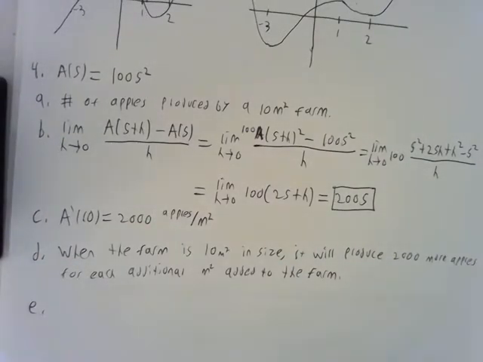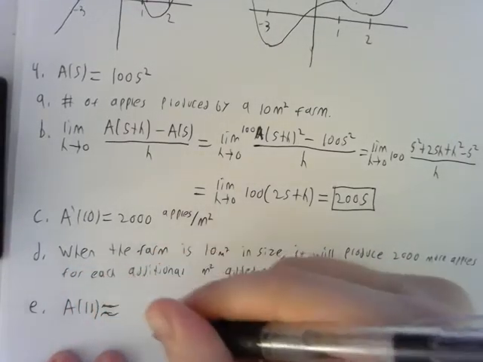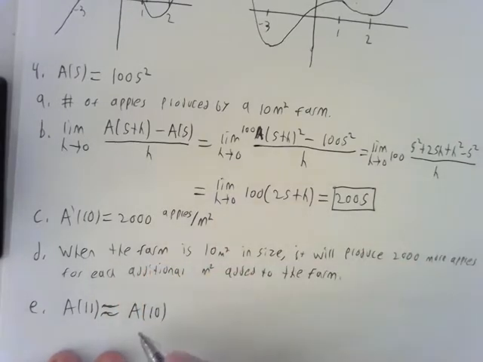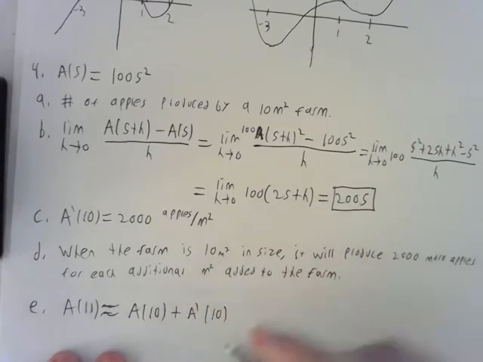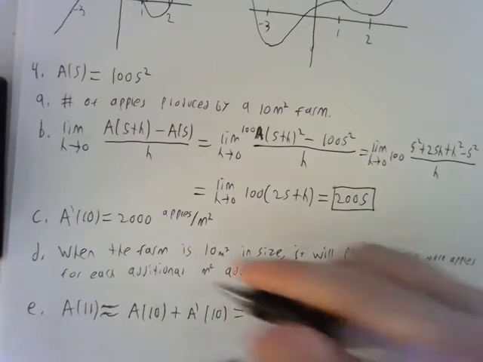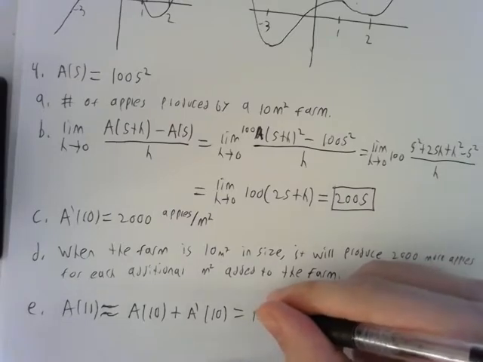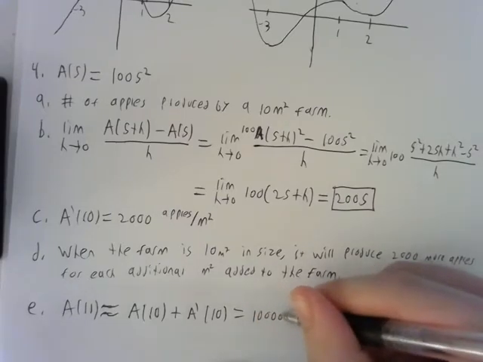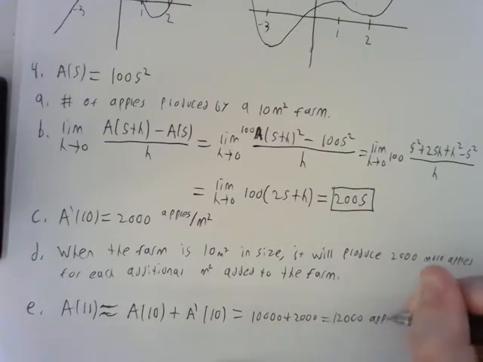Okay, and then the next one asks us to predict the value of A of 11 using A of 10 and A prime of 10. So based on this statement in words, you can guess what the prediction will look like. So A of 11 is going to be approximated by the amount that we had when it was 10 meters squared plus the change at that size. And based on our calculations above, this will turn out to be 10,000 plus 2,000, which is equal to 12,000 apples.